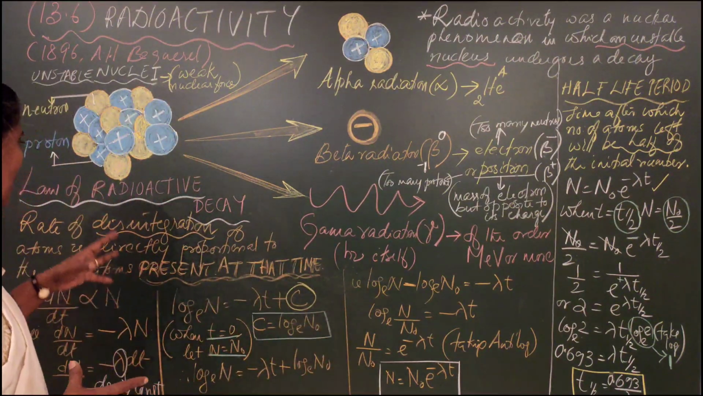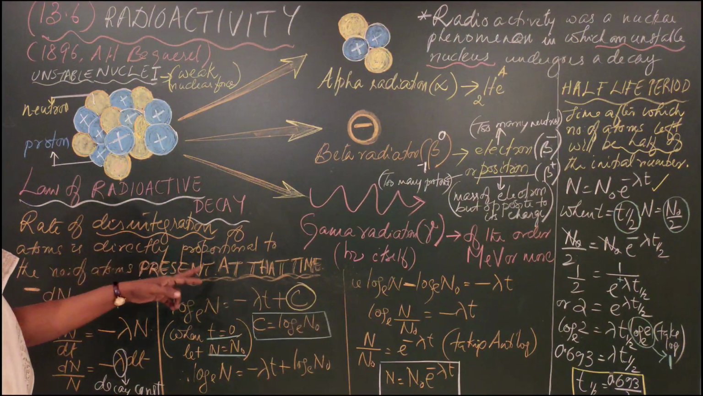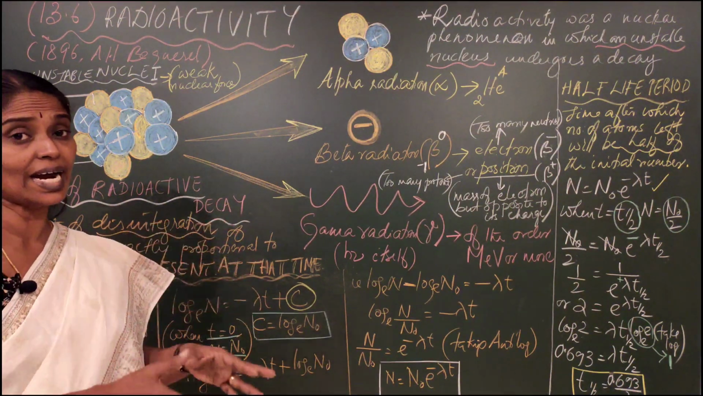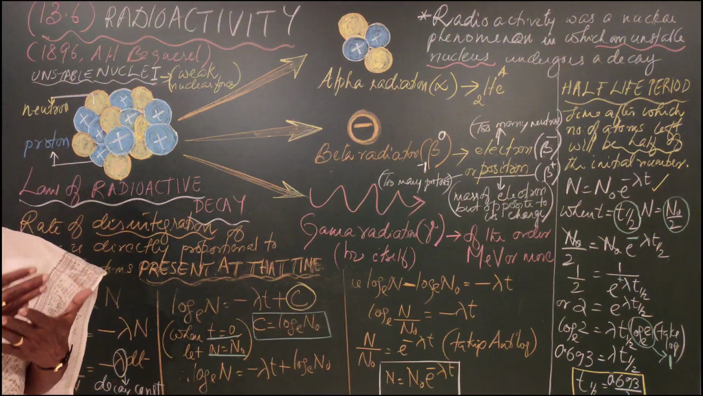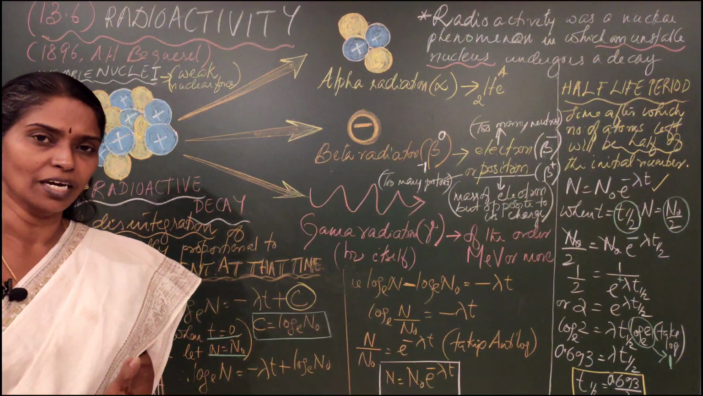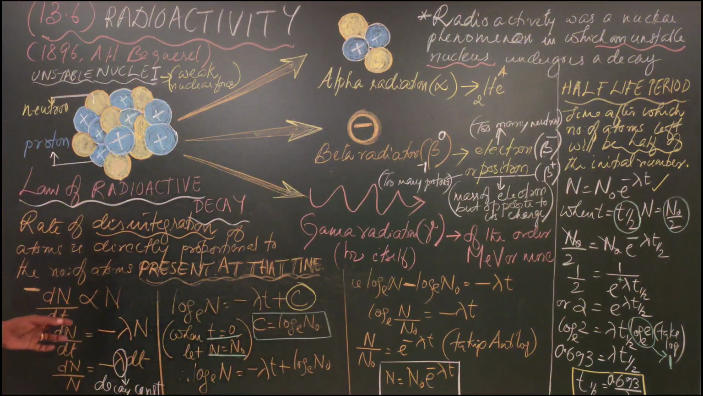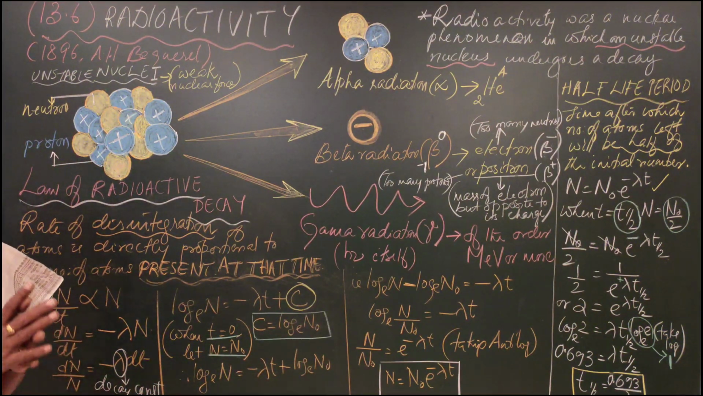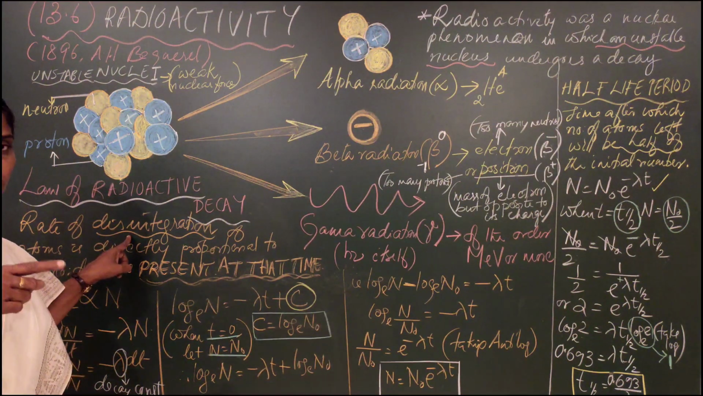Now, an important law regarding radioactive decay is that the rate of disintegration of atoms is directly proportional to the number of atoms present at that time. That time means the time when the disintegration is happening. At that particular time, take the number of atoms present, both are proportional. For example, at time t, let N be the number of atoms present. The rate of decay dN by dt is proportional to that number of atoms present at time t.